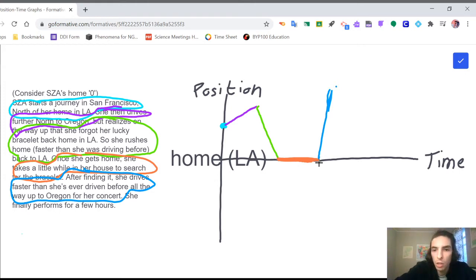So now I needed to draw this steeper to show that she's driving faster, and I needed her final position there to be a little farther in the positive direction, or in this case north, than she had ever been at any other point in this journey.